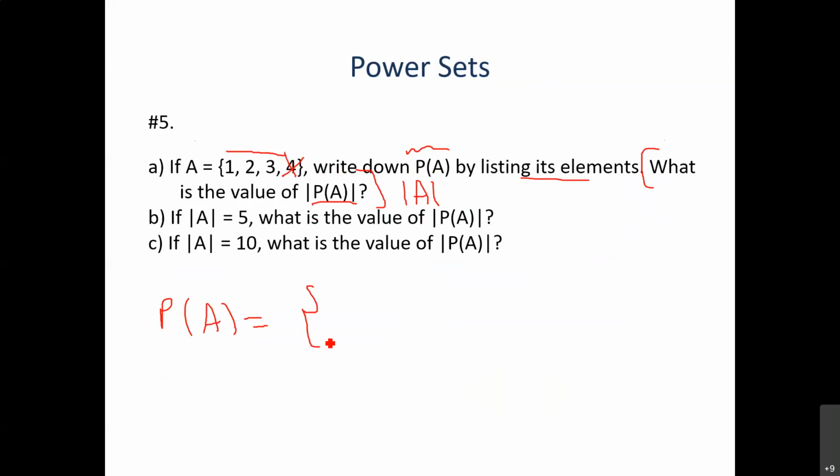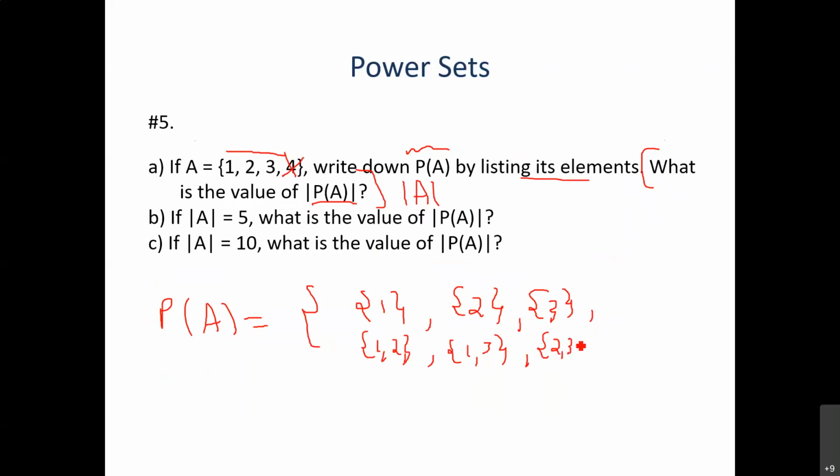it's the sets that are subsets of A, all of them. So starting off with just sets that are made up of one element, you have 1, 2, 3. Then the sets that have a size of 2, you have 1 and 2, 1 and 3, 2 and 3. And finally, the set itself is a subset. So A is a subset of A, so it does belong to its power set. 1, 2, 3.